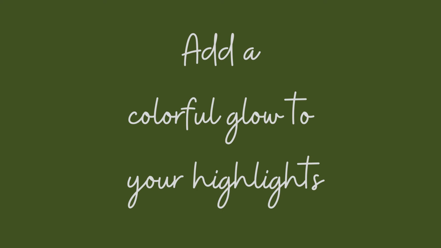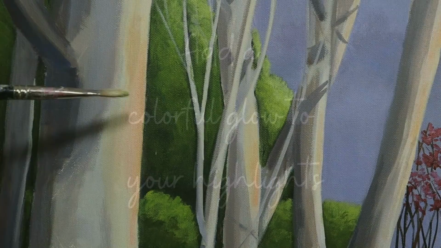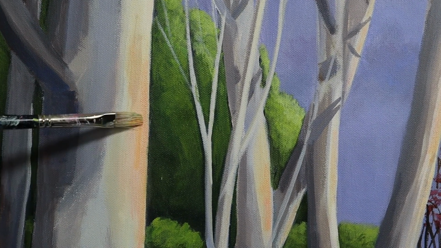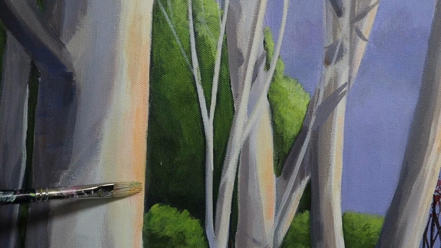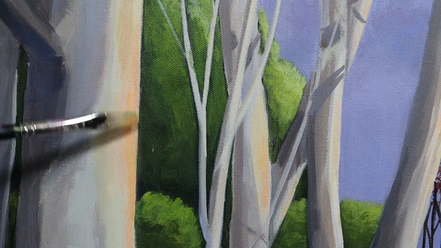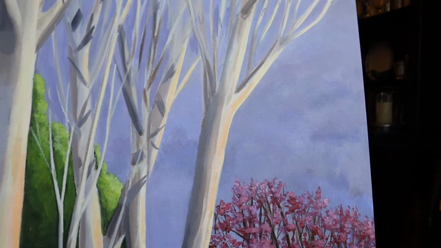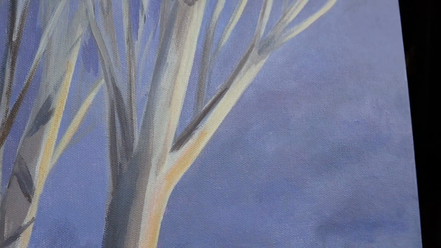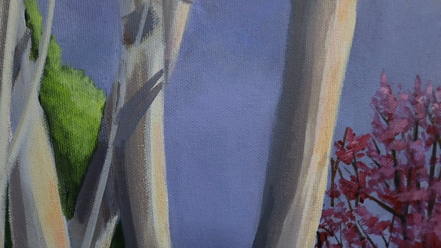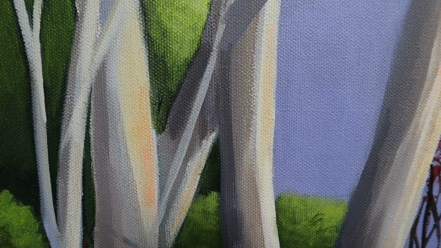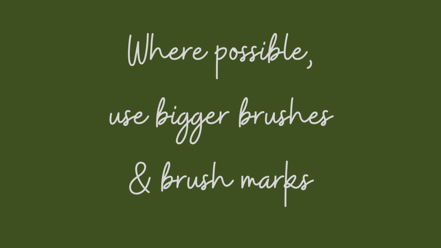Number 9 is to add some color and glow to your highlights. Even though I used white and Naples yellow for the highlights on these trees, I decided at the end to add a little touch of a coral color to them, just giving that extra glow, that same kind of color and glow that's in the shrubs at the bottom of the painting. Again, great color harmony.